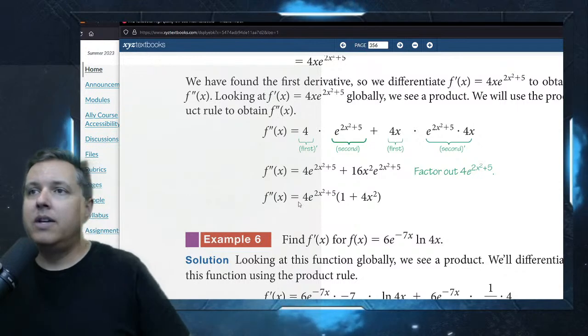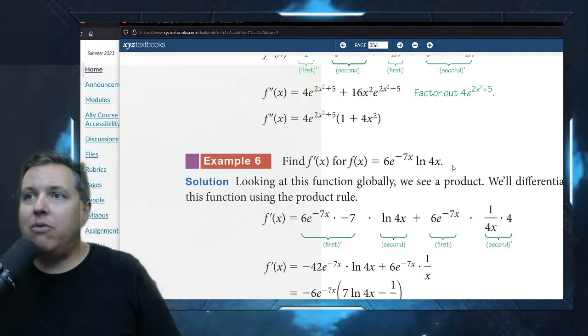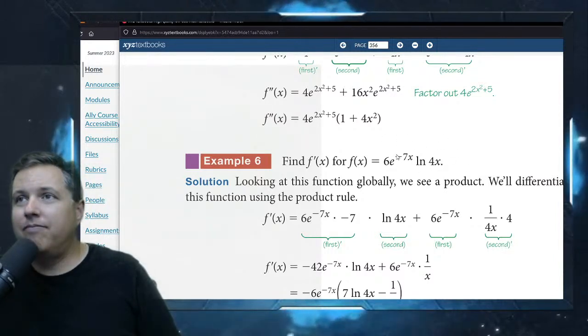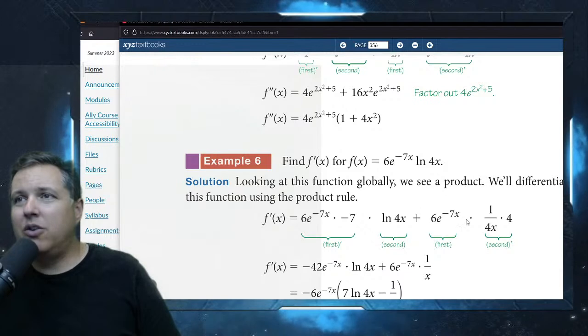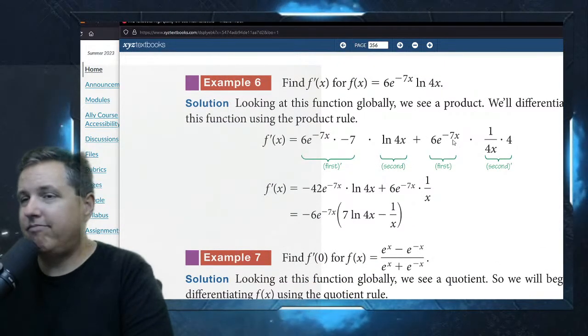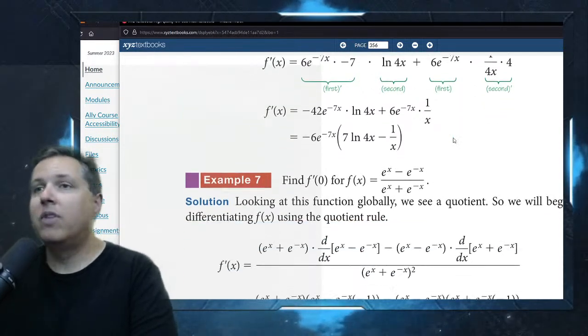Okay. Same thing here. Now we've got a few things going on. Let's see. We've got a product rule going on. 6e to the negative 7x, that's one piece. Natural log of 4x, that's the other piece. Go through, do your product rule, work it all out. It's not that bad of a thing.